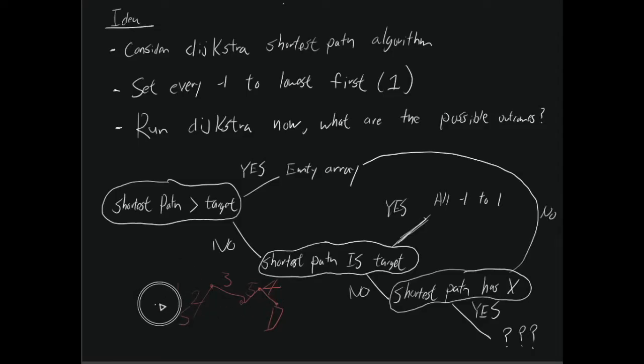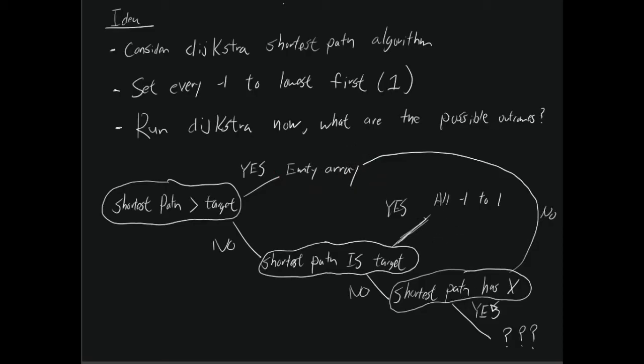It doesn't matter how we change the -1 paths to anything else. It doesn't change the fact that this path will continue to be the shortest path, and it is smaller than the target. We cannot do anything to this shortest path that is smaller than the target because there's no -1 inside it. That's why if the shortest path has no -1, then we just return an empty array as well, because there's nothing we can do.